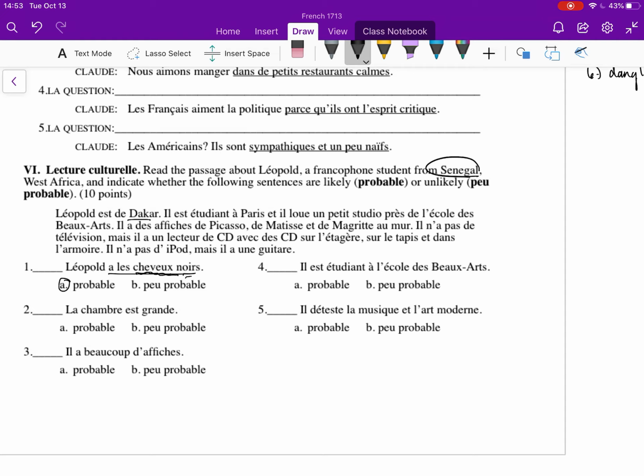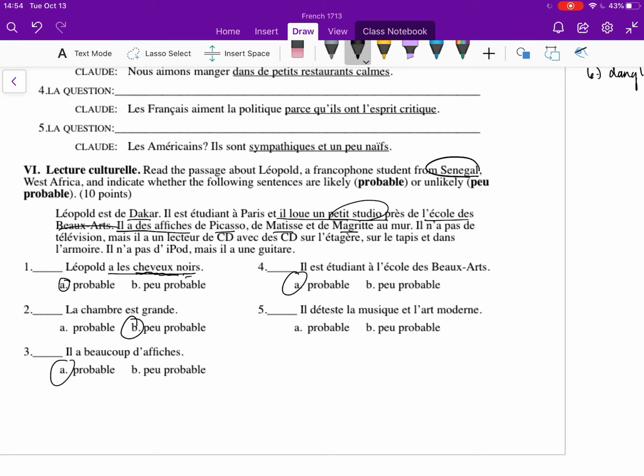Numéro 2, la chambre est grande. The room is big. Well, it says il loue un petit studio, so peu probable. Numéro 3, il a beaucoup d'affiches. Il a des affiches de Picasso, Matisse, et Magritte. So he has a small studio, but he has 3 different posters, so he has a lot, considering that he is in a small place. Il est étudiant à l'école des Beaux-Arts. L'école des Beaux-Arts, there it is. It says it. It's obvious.